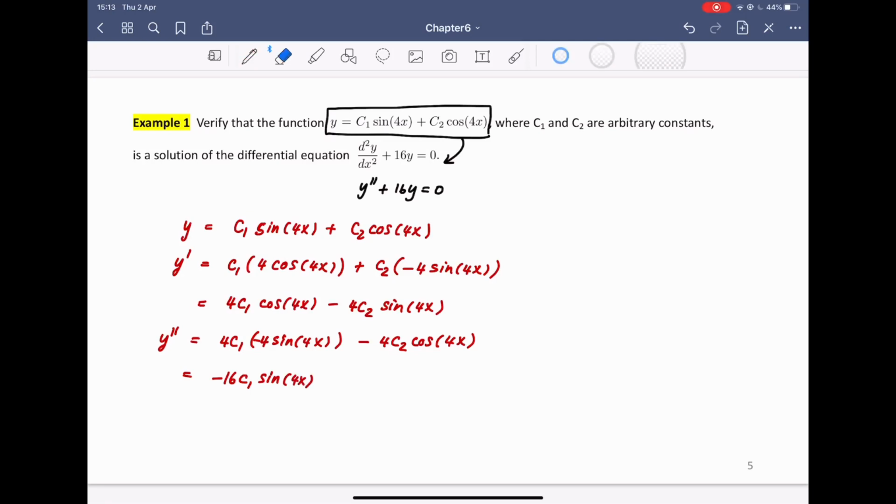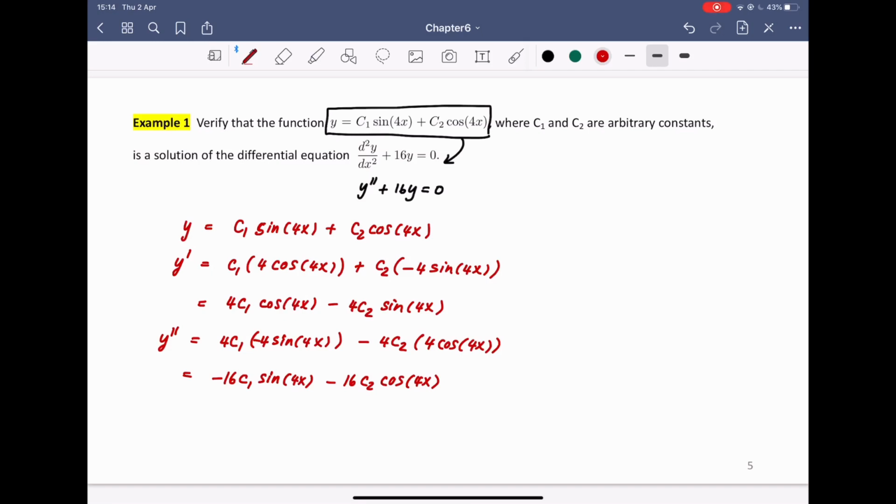Oops. I need a constant here too. This must be 4 cosine 4x, right? This is going to be minus 16 c2 cosine 4x. Alright, that is y double prime.